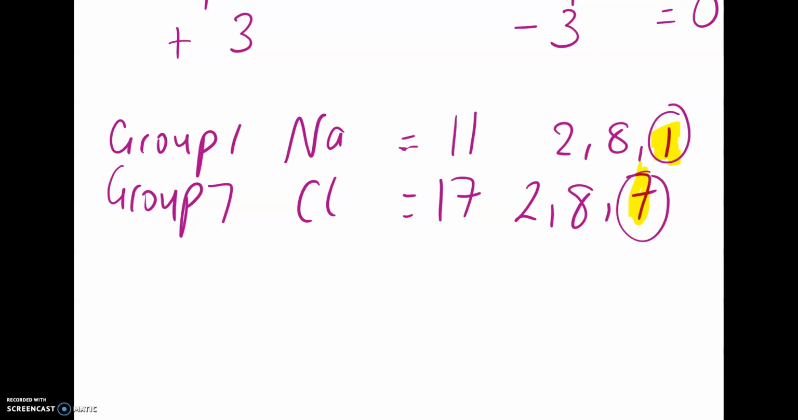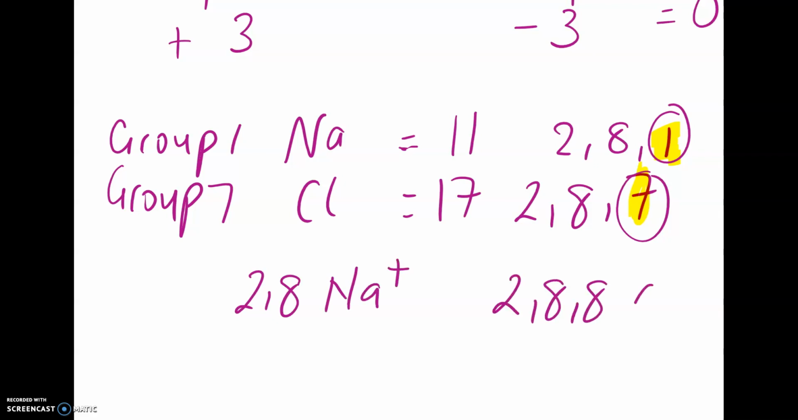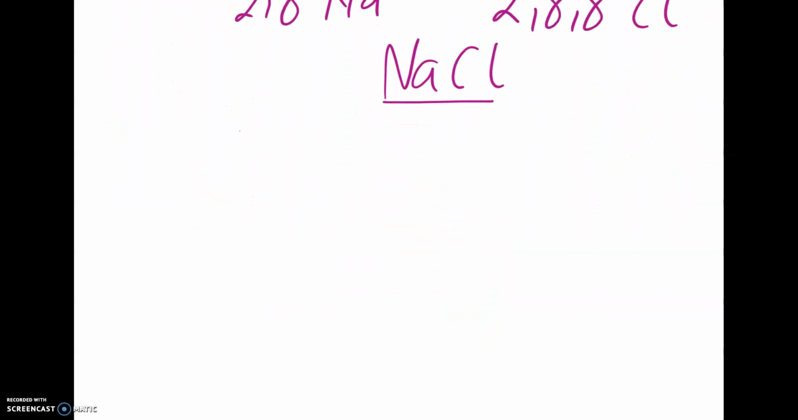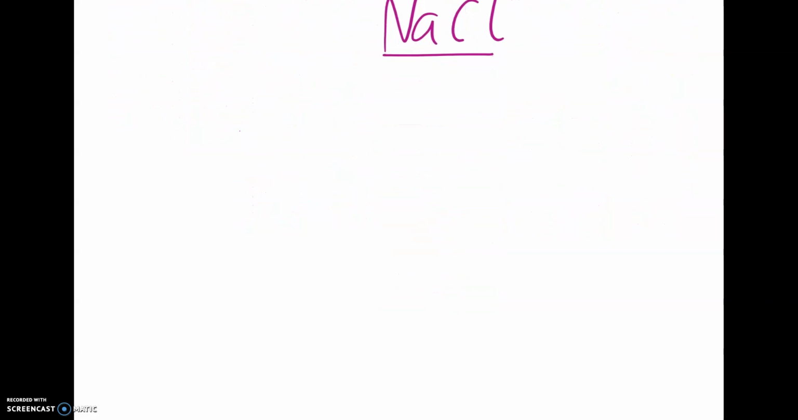So sodium will become 2,8 with an Na plus charge. Chlorine will become 2,8,8 with a Cl minus charge. And when you write the formula down, it becomes NaCl because you're cancelling the charges out. So this is quite straightforward if you have that ratio of where you're losing and gaining the same number of electrons. Let's look at an example where it does not work like that.